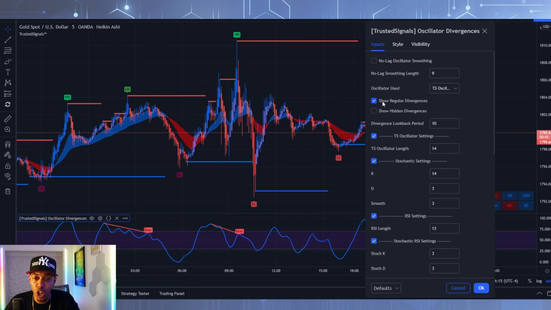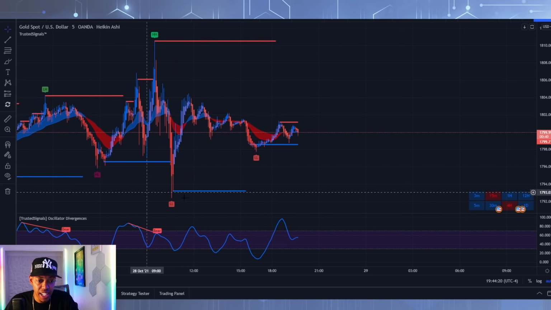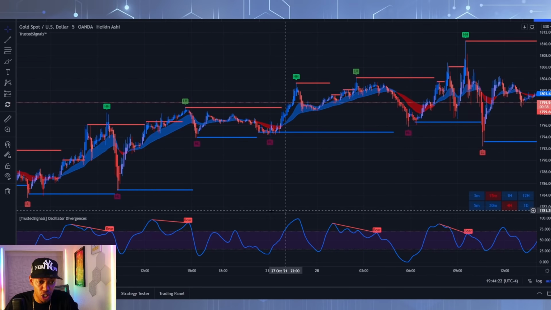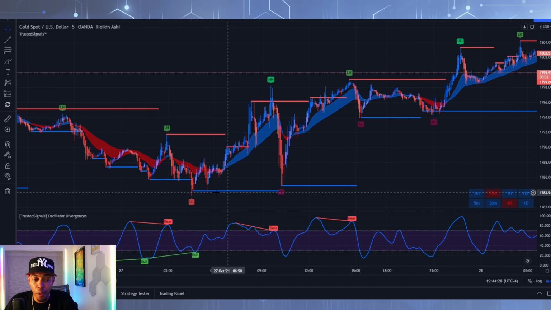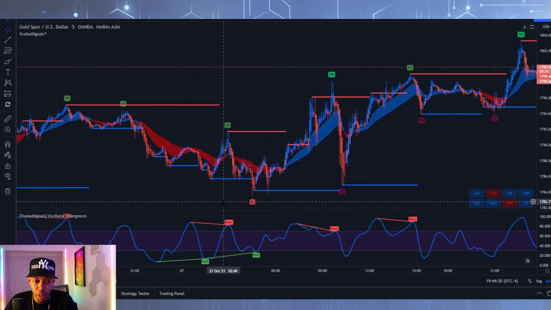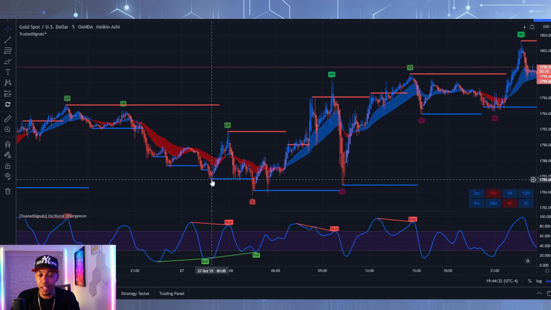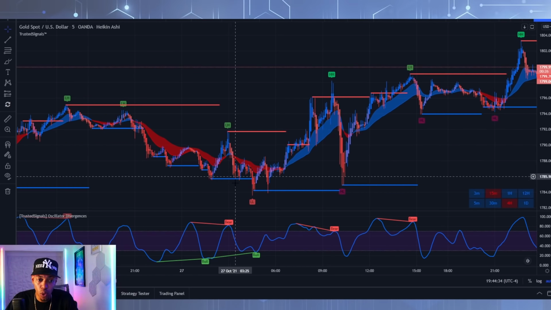Now for this specific method, for entry, we're actually going to go ahead and turn off hidden divergences, and we're going to only show regular divergences. The alerts are very big, and as you guys can see here, every time there is an alert, bearish, boom, there's a tank, bullish. These are the most powerful tools in the system, and this is going to give you that capability to catch the market when it's bouncing, right?